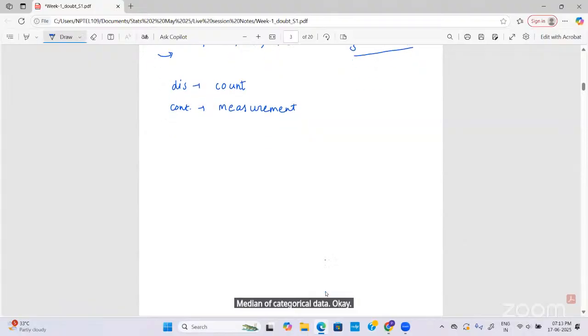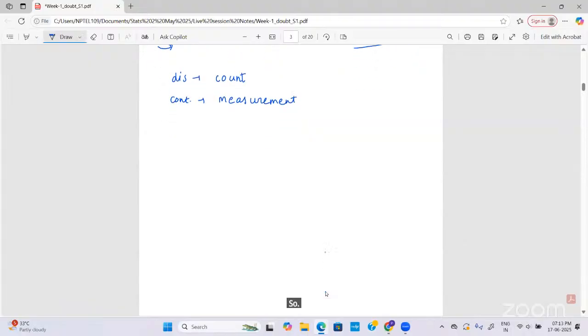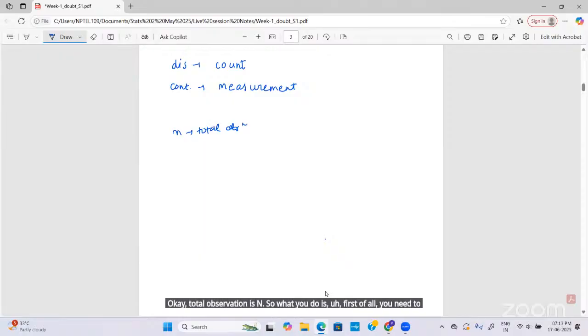Ma'am, can you please explain about the median? Median of categorical data. Okay. So median is the middlemost value of the data set. If you have n number of observations in your data set, first of all, you need to arrange the data set either in ascending order or in descending order.